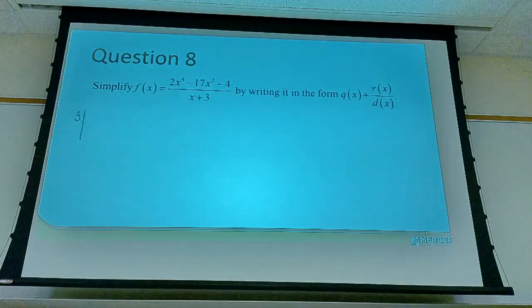List out your coefficients for the dividend. 2, 0, -17, -4, and 0 again, and -4.